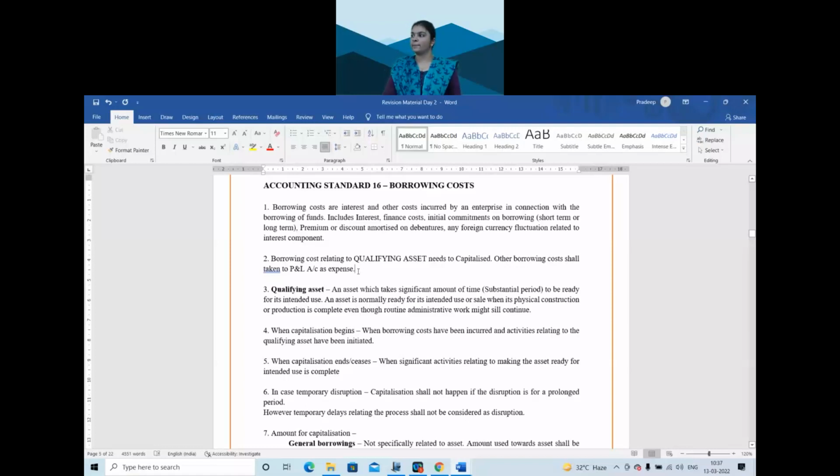Okay. So now coming to borrowing cost, what the standard says. The rule of the standard is very simple. All costs will go to P&L account except for the cost relating to qualifying asset. So only two categorization. If it is qualifying asset, you need to capitalize the borrowing cost. If it is not a qualifying asset, we will have to take it to P&L account or charge it to P&L account.